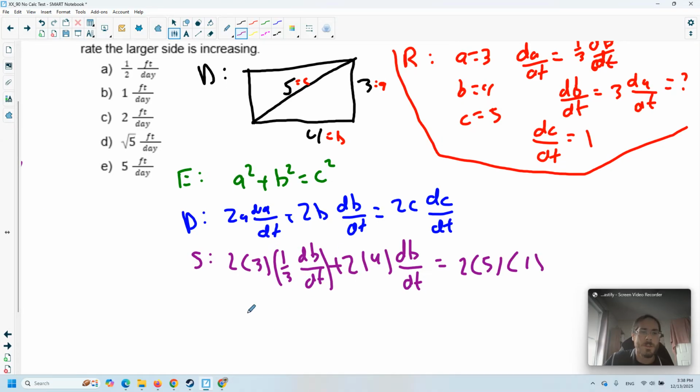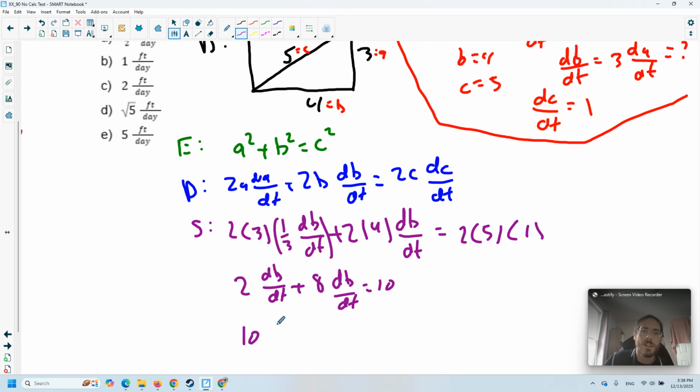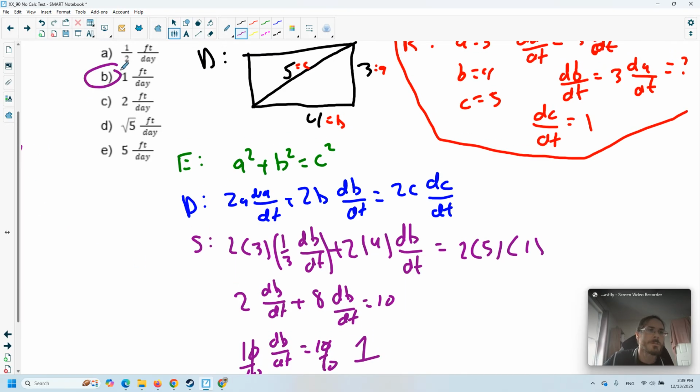All right, we've got to keep going to figure out what dB/dt is. So 3 times a third is going to cancel out. So that's 2 dB/dt plus 8 more dB/dt is equal to 10. But 2 dB/dt and 8 dB/dt is 10 dB/dt. And when we divide both sides by 10, we get 1. So that's what we got. That's how to do that one. So that's everything that was on the test. Cool.